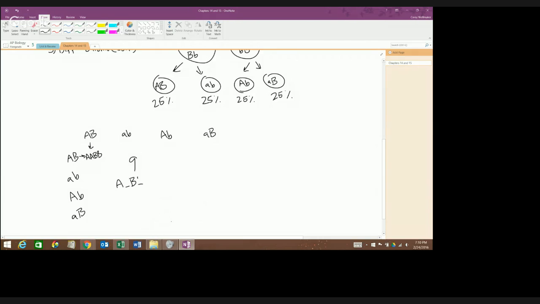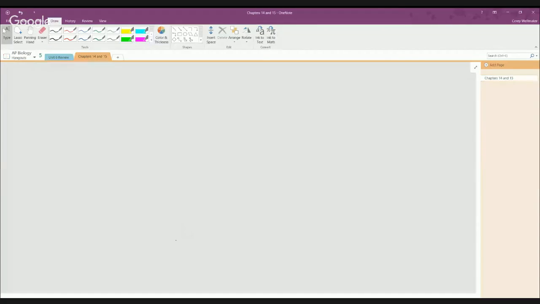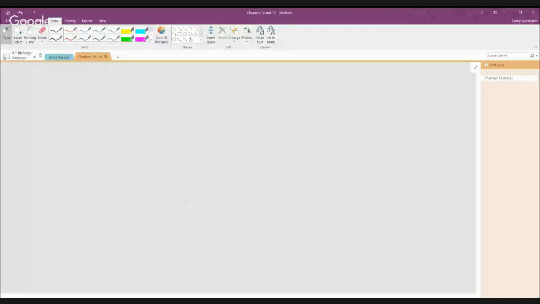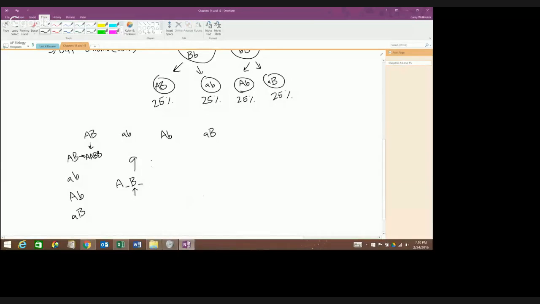This blank just means that it could be either a big B or a little b. It really doesn't matter. They're showing the dominant phenotype for B because they already have one big B. Three would show dominant for one, recessive for the other. Three would show recessive for one and dominant for the other. And then one would show recessive for both.